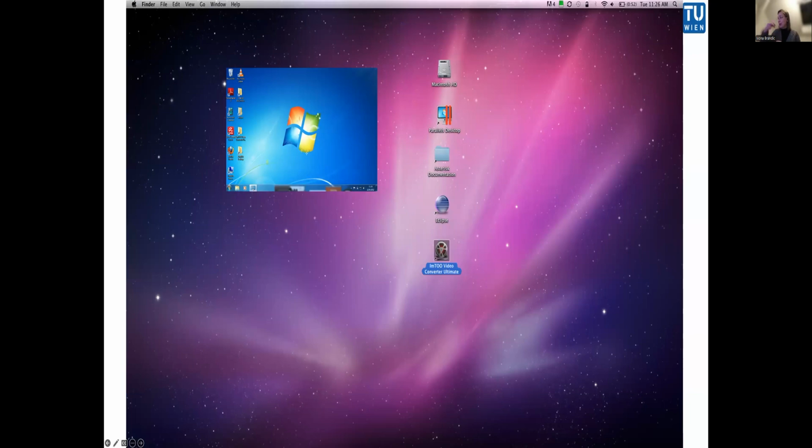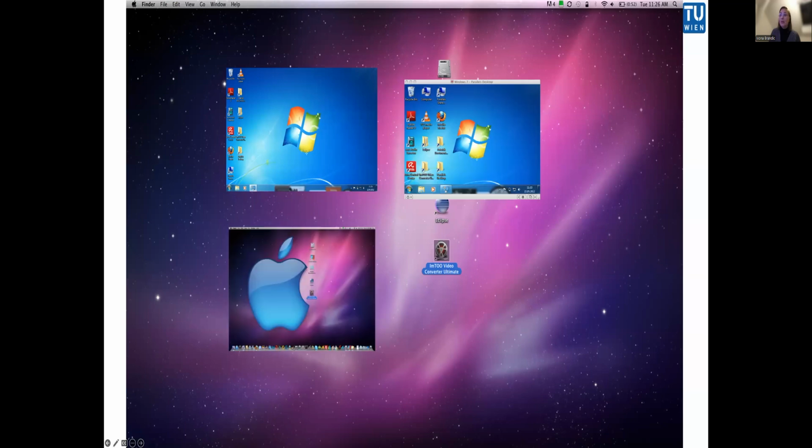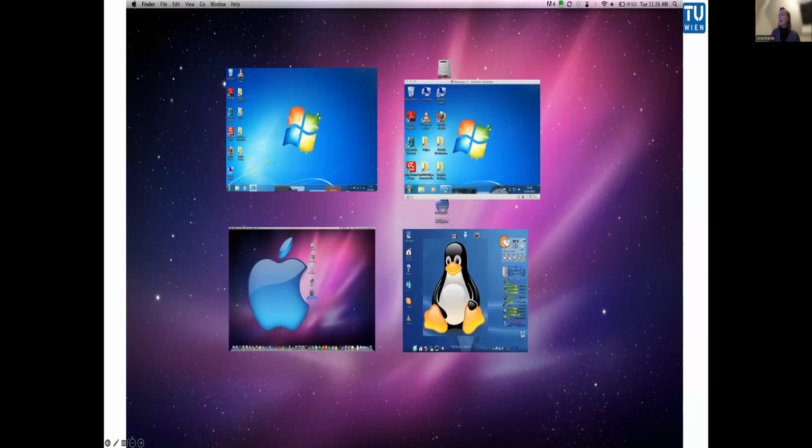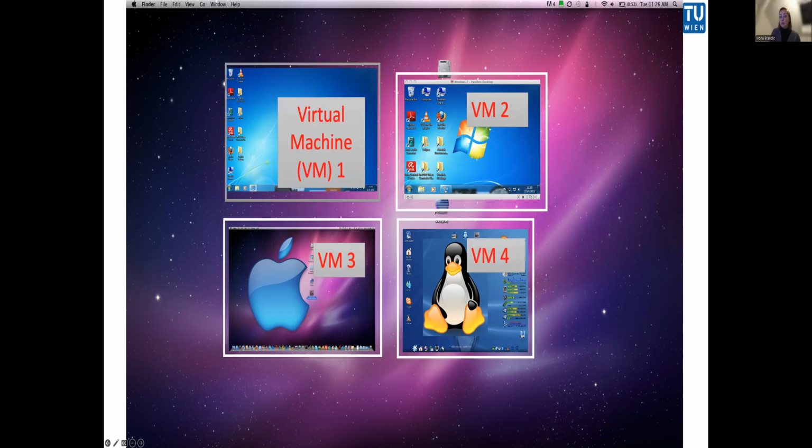It's a computer running on another computer. I can create the second one. I can create the third one, fourth one. And what I'm doing here, I'm applying a very powerful method in computer science called virtualization, where we decouple data and computation from the physical entities, right? And this is basically a very powerful tool.